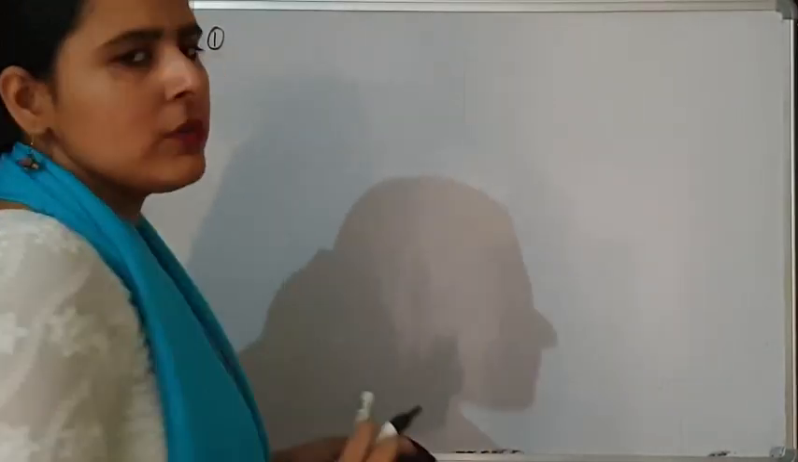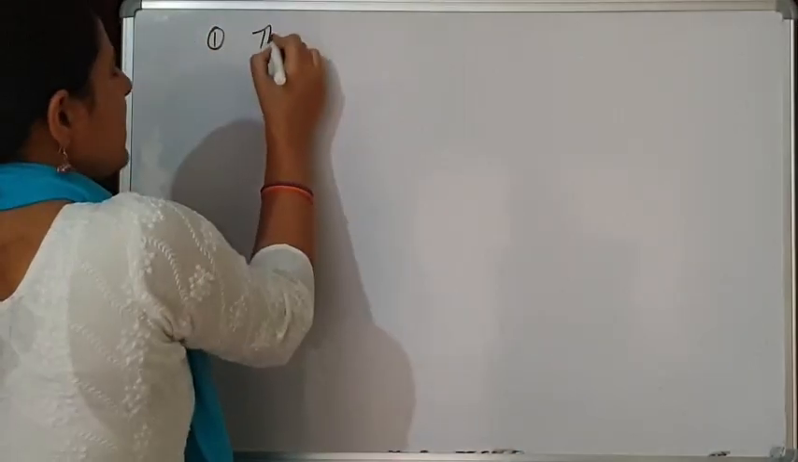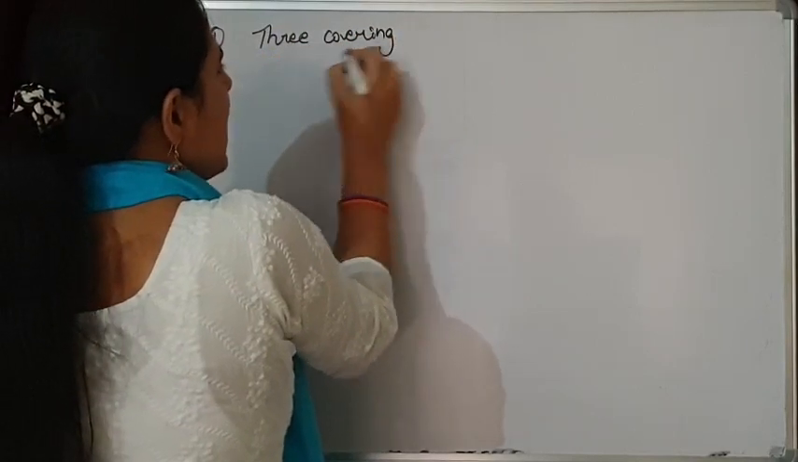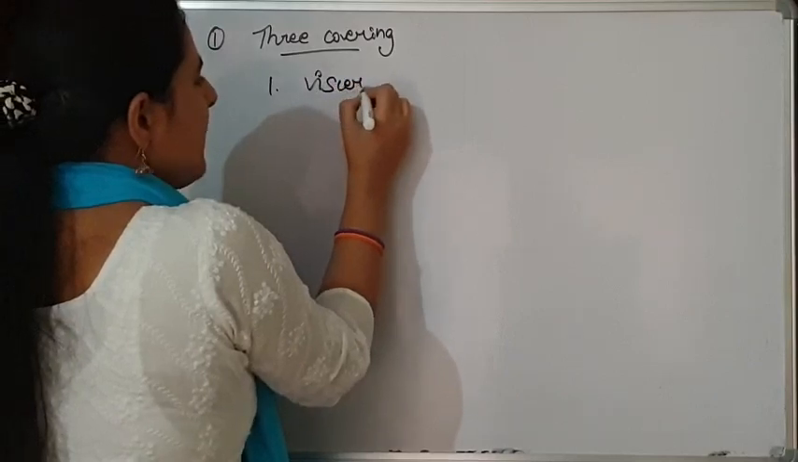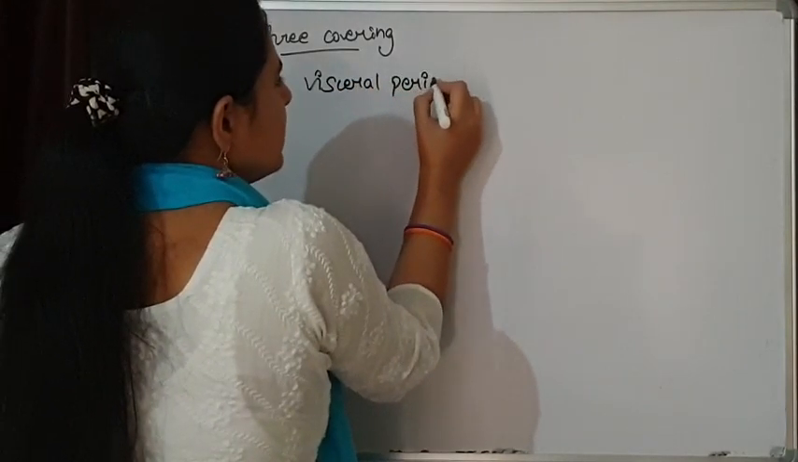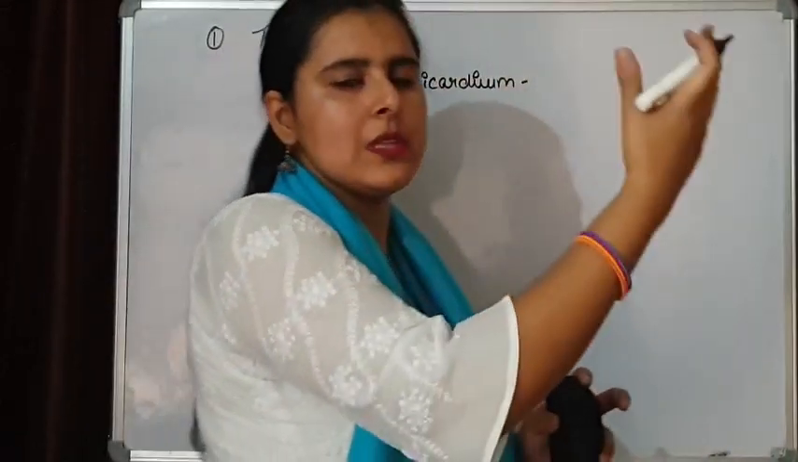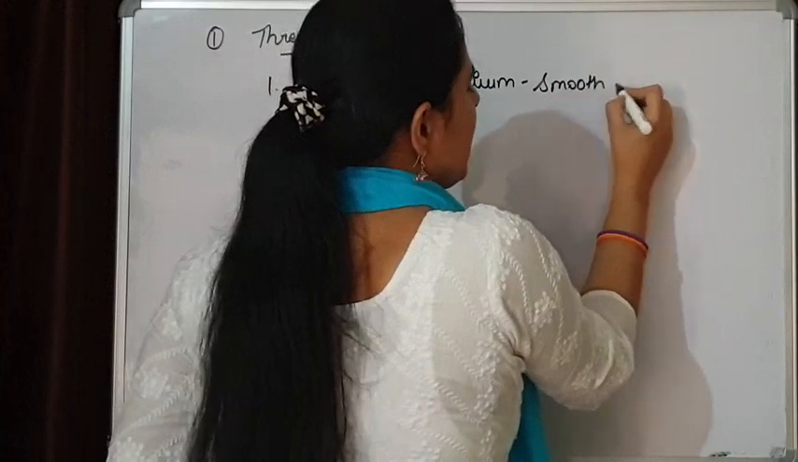Now let's talk about the outer coverings of the heart. There are three outer coverings, three membranes that are present. Three layers are present. The outer one is known as the visceral pericardium. This visceral pericardium is present on the external side, and it is a smooth epithelium.